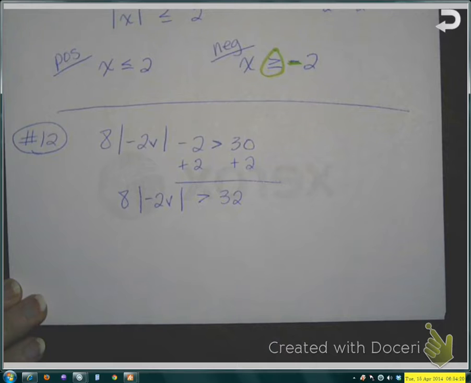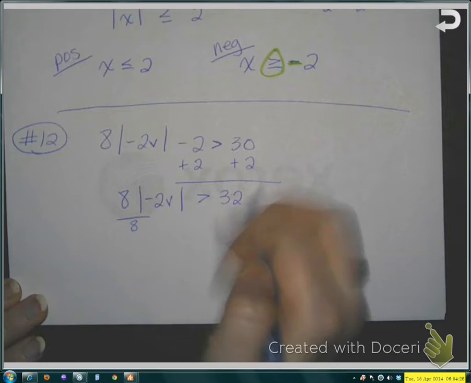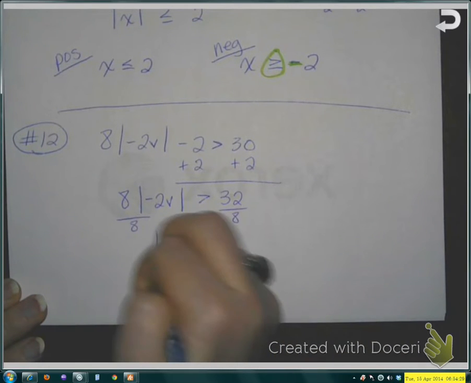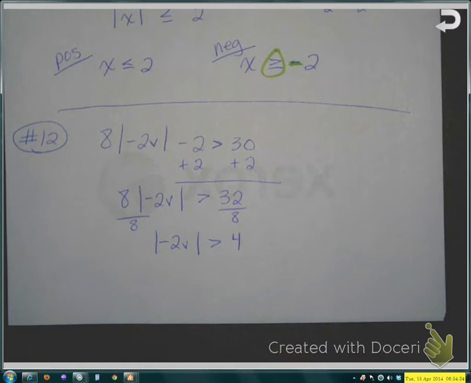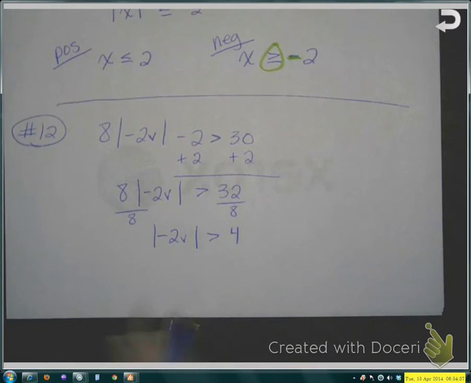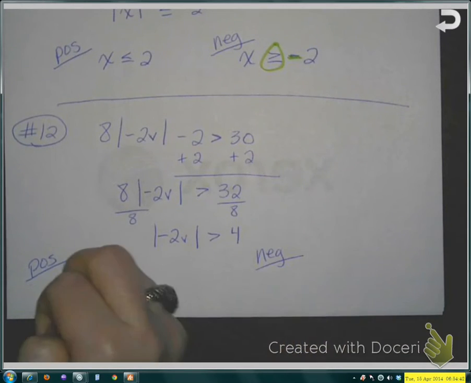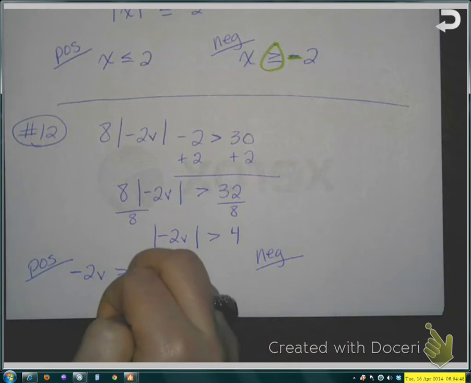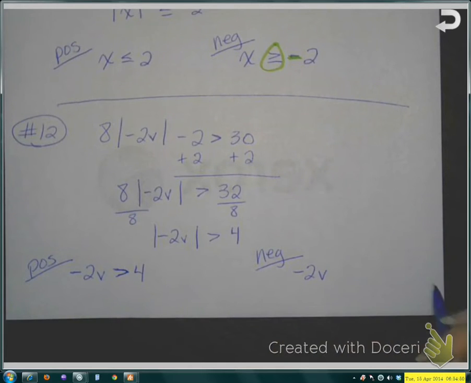Well, got to get rid of the 8. Cannot distribute, cannot multiply through the absolute value. So it means divide by 8. Divide by 8. So now I have an absolute value of negative 2v greater than 4. Absolute value is by itself? Yes, absolute value is by itself. So I got my positive case and I got my negative case. Okay, positive case, we write everything the way it is. Not a big deal. Negative case, I write the absolute value the way it is. Flip my inequality sign, change the sign of the number. Okay? Now, got to solve for v.